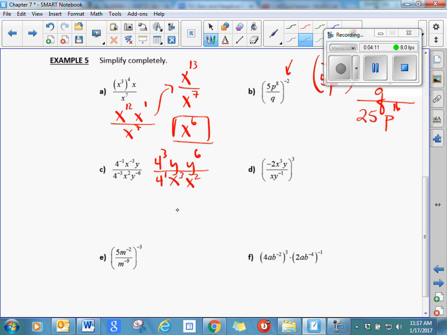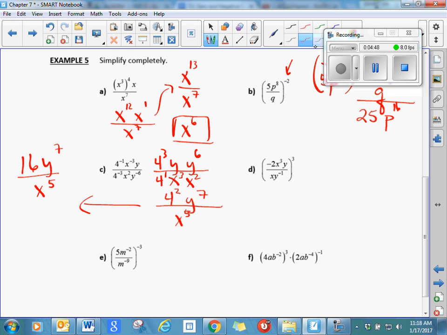Now I definitely have a bunch of stuff that I can clean up here. So y to the 1st and y to the 6th is y to the 7th. So I've got 4 to the 3 minus 1, which is 4 squared, y to the 7th, over x to the 5th. So the only thing I can do now is say, well, 4 squared, I know what that is. That's 16. So I have 16 y to the 7th over x to the 5th. Everything's positive, and it's all cleaned up. Looks nice. All right, let's look at this one.